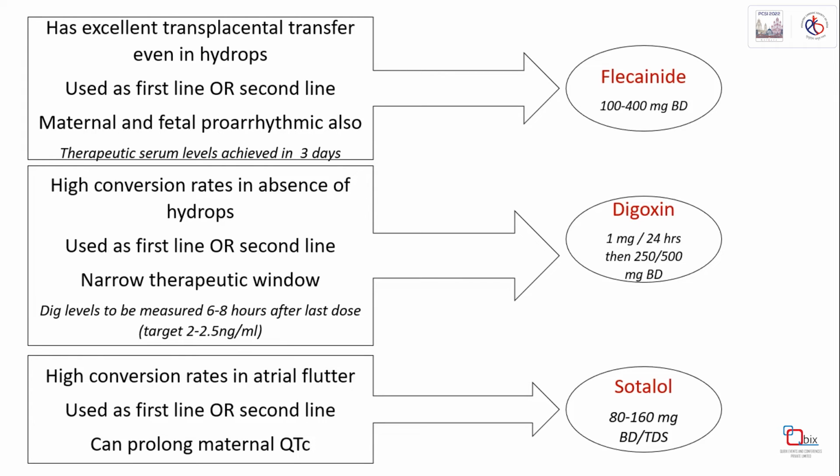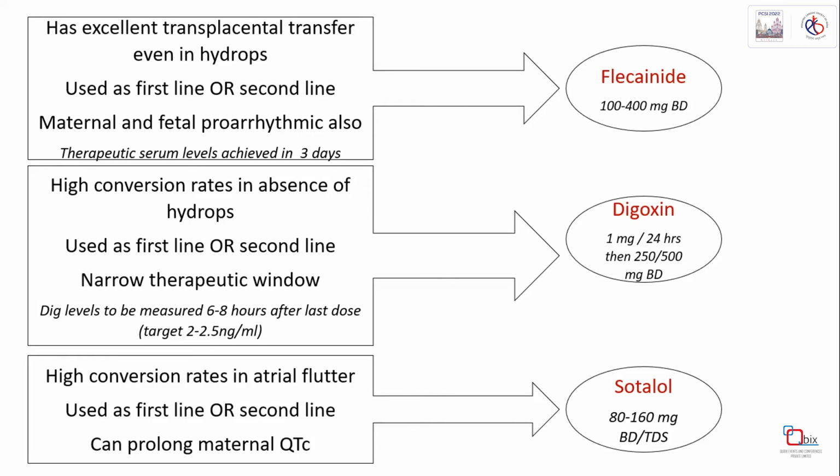In case of hydrops, digoxin is not a good line. Flecainide is better in hydrops. It is used either as a single line initially or in conjunction with digoxin. It does have a maternal and fetal pro-arrhythmic effect, including sotalol also. Sotalol is a drug of choice for atrial flutter, sometimes used as a first-line drug.